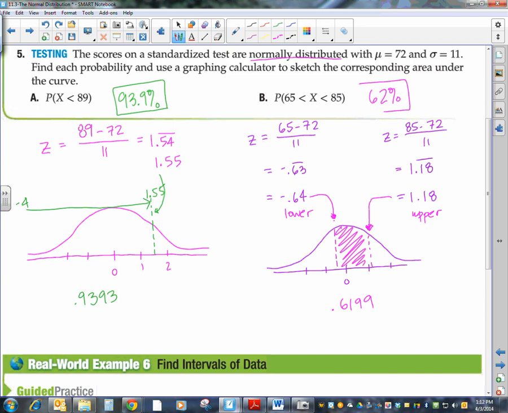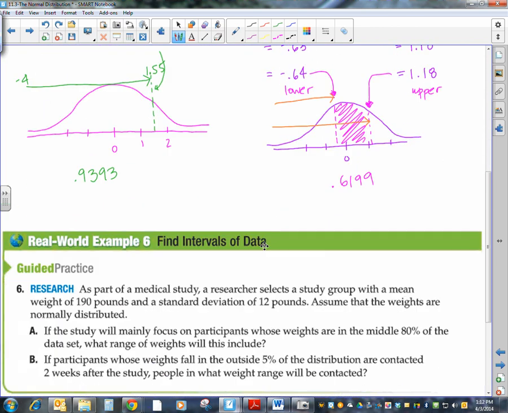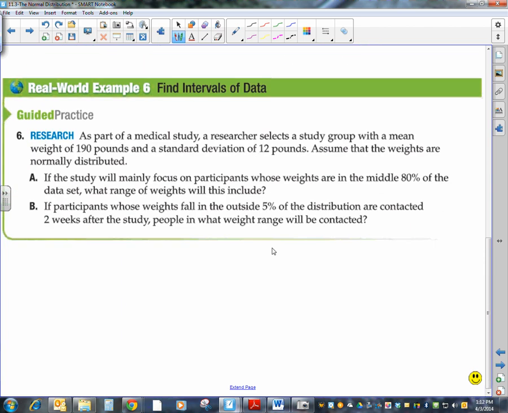62%. Again, if you were using the tables, you would have to find the number that goes with the lower, find the number that goes with the upper, and then subtract the two to get that middle number. All right, last example that we have. Again, finding intervals, a real world example.